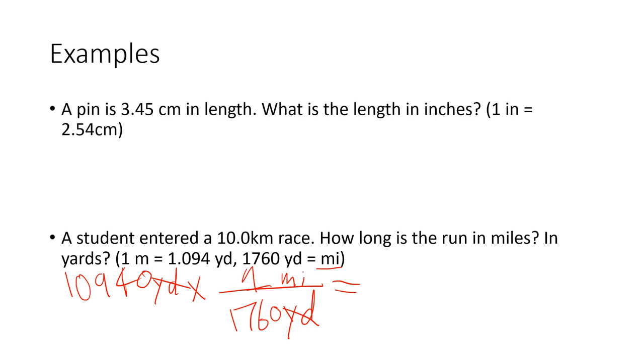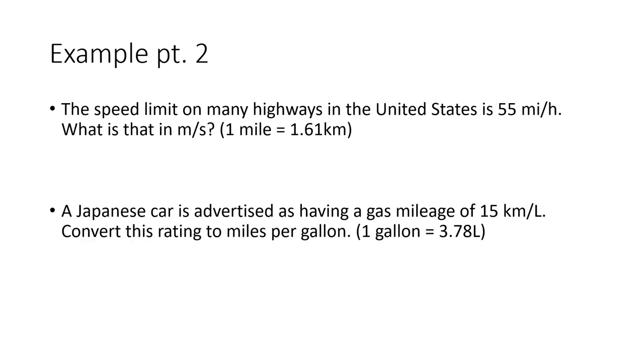We do that, and we get 10,940 over 1,760. 6.22. Okay, so we get 6.22 miles. So we know that 10,940 yards is equal to 6.22 miles. Okay, let's go to another example.